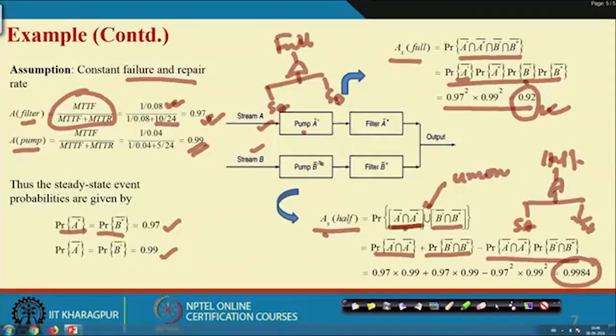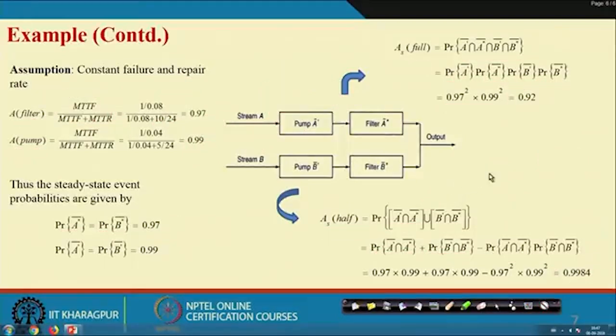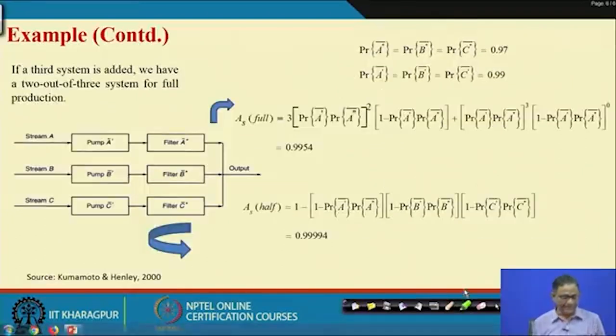We will see the same thing, how to calculate A is full and A is half for the second alternative, when we have three identical streams A, B and C. For three identical streams A, B, C, the pumps A, B and C have availability or probability of successfully working of 0.99, and the filters 0.97. So A star, B star, C star is basically the filter, and A dot, B dot, C dot the pump. This is simple, it is already written here.